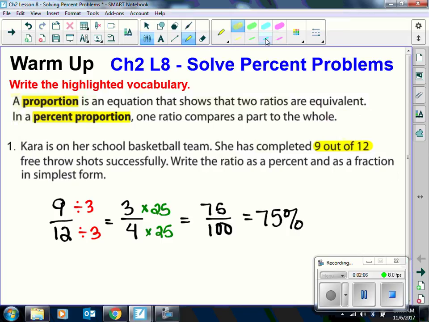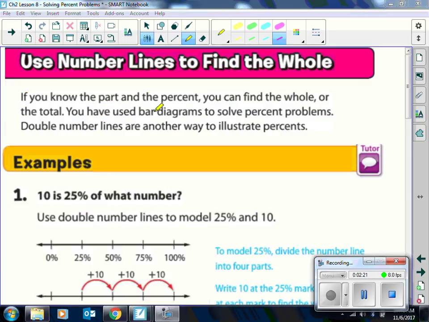So here are the two answers. We want the ratio as a fraction in simplest form. So there's our first answer. And then as a percent, and there's our second answer. So now we're going to use number lines to find the whole.